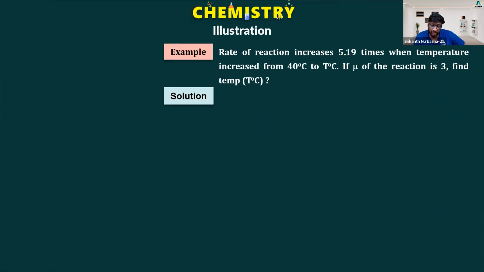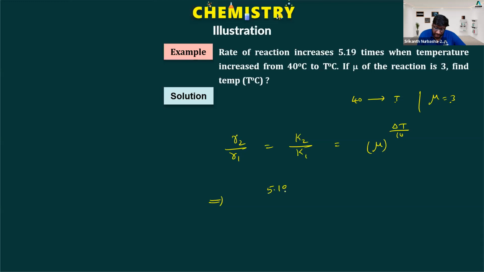Rate of reaction increases 5.19 times when temperature is increased from 40 degrees Celsius to T degrees Celsius. If mu of the reaction is 3, find out T degrees Celsius. 40 to T degrees, mu is 3. So R2 by R1 is equal to K2 by K1, that is equal to mu power delta T by 10. Rate of reaction increased by how many times? 5.19 times. So R2 divided by R1 is equal to 5.19, and mu is 3. 3 power delta T by 10.